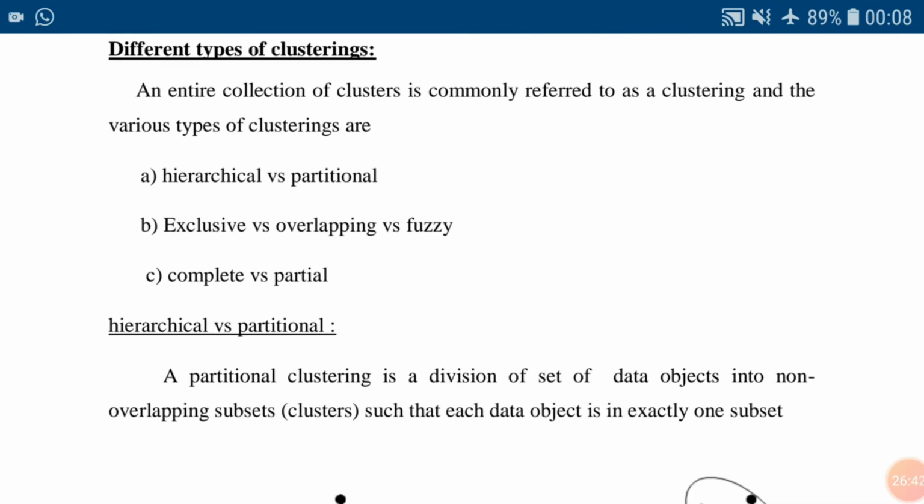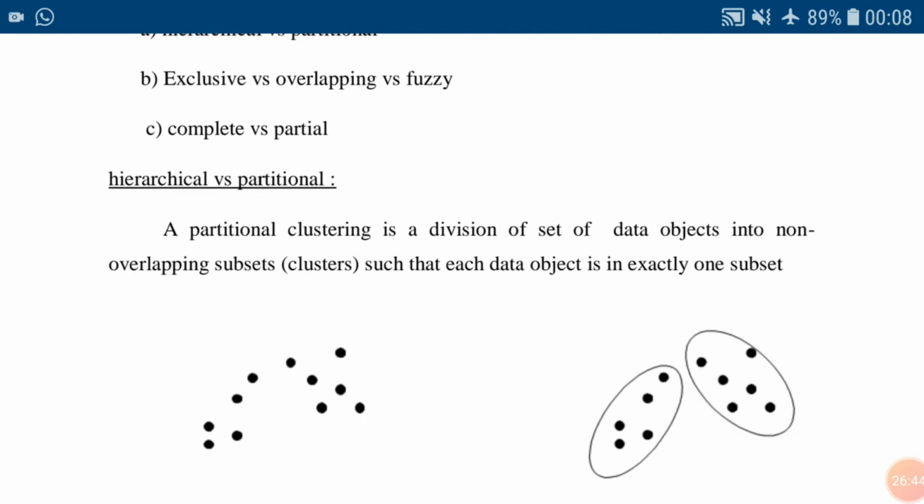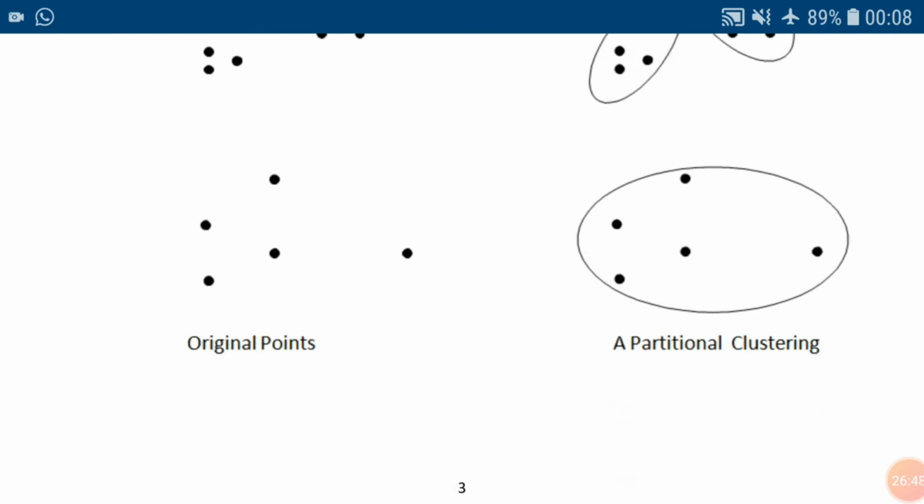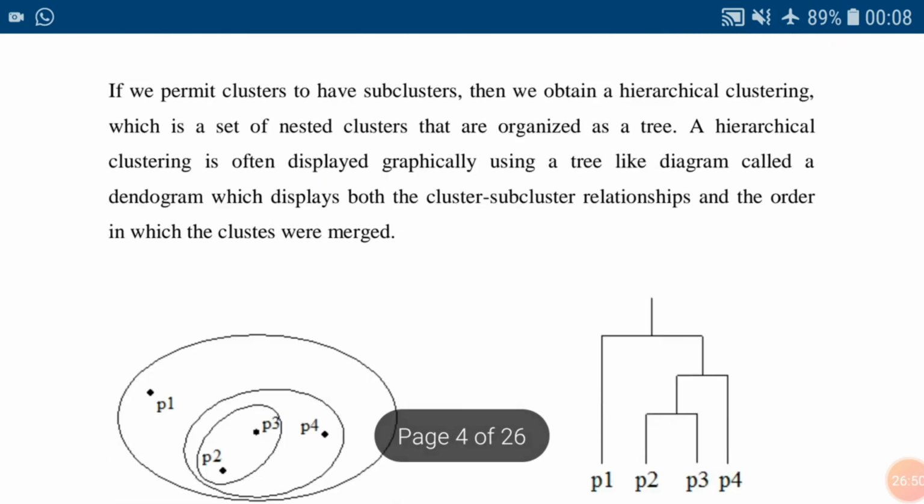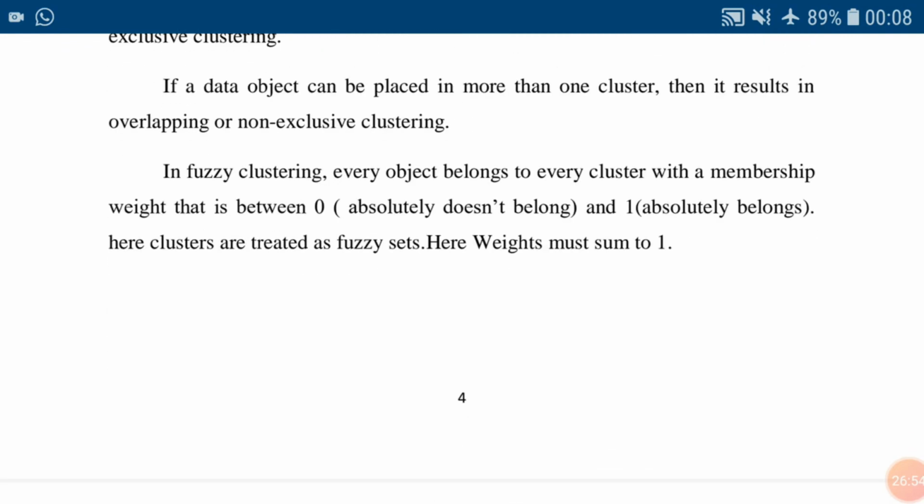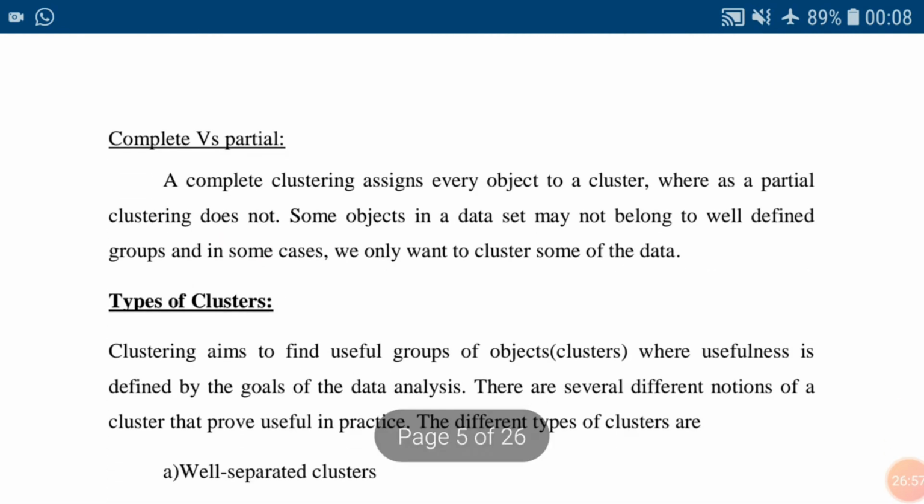Hierarchical versus partitional: what is the difference between hierarchical and partitional? Next, what is meant by exclusive clustering? Next, overlapping clustering and fuzzy clustering. What is the difference between them? Next, we have seen what complete clustering is and what partial clustering is.